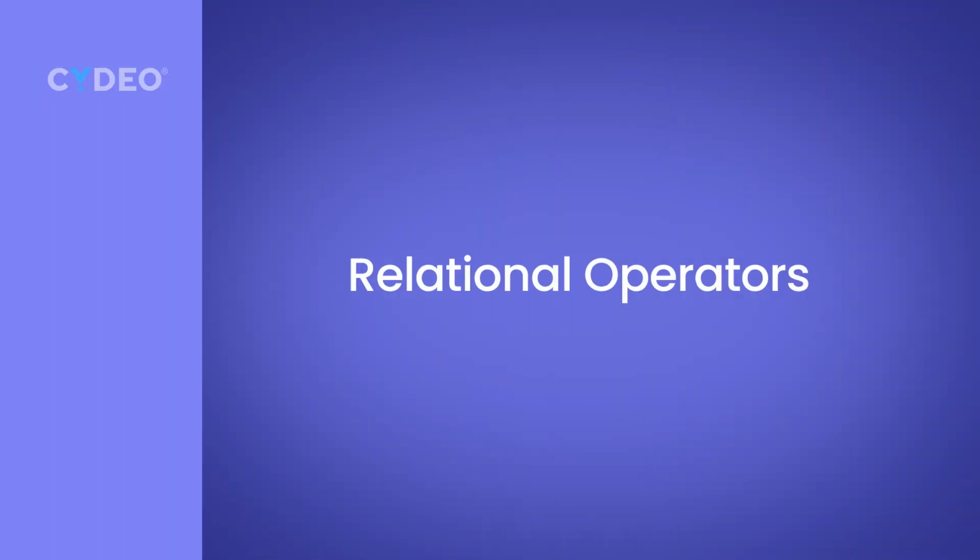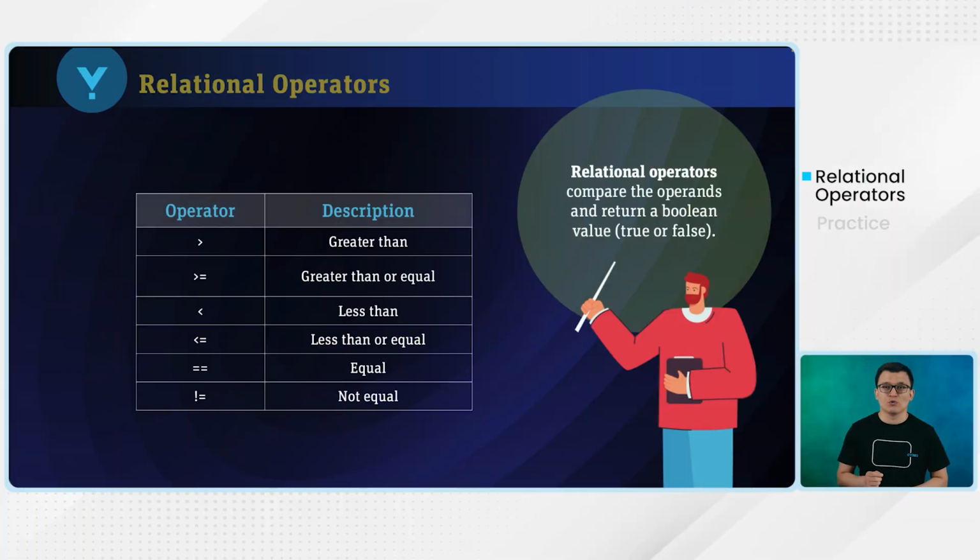First, let's start with the relational operators. What are the relational operators in Java? Well, the relational operators are the operators that are used for comparing the value of two operands and return a Boolean value at the end. The Boolean value is going to be either true or false. And we have 6 relational operators in Java. They are greater than, less than, greater than or equal, less than or equal, equal, and not equal. Those are the 6 relational operators.